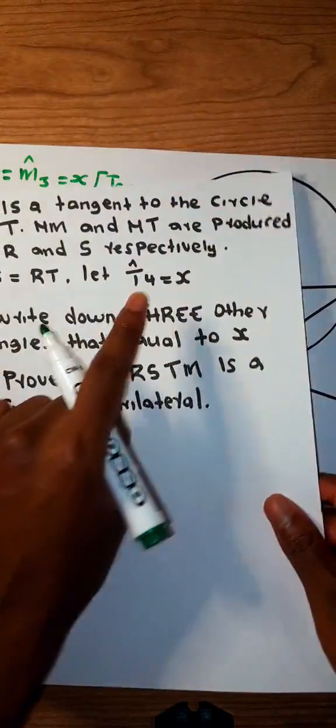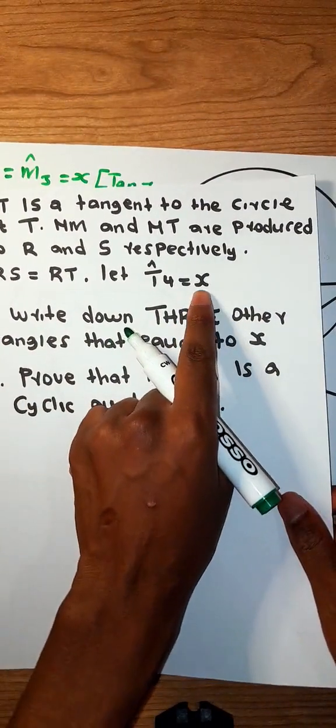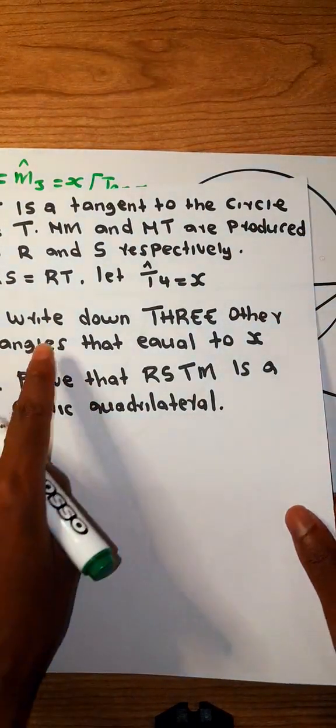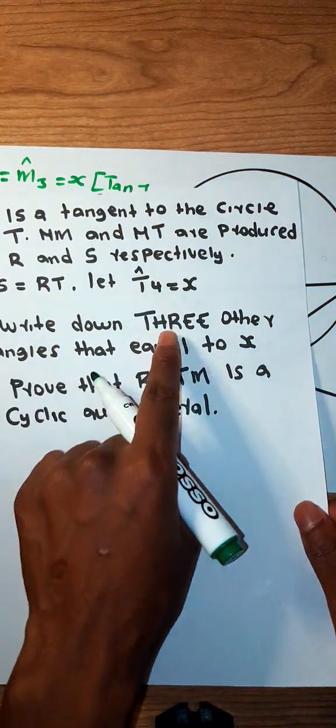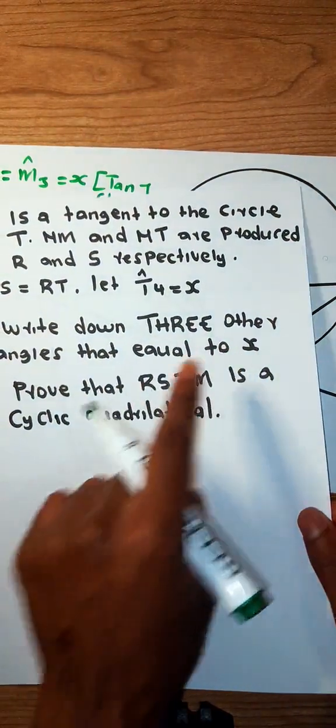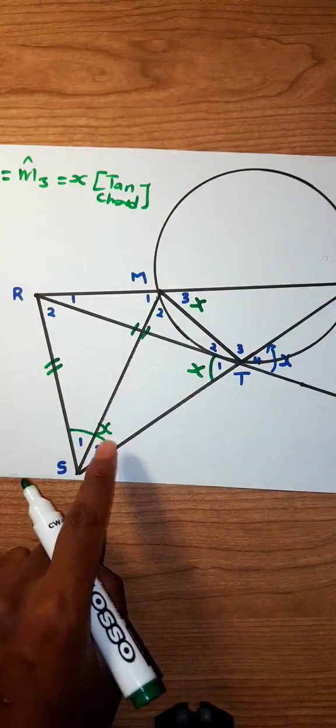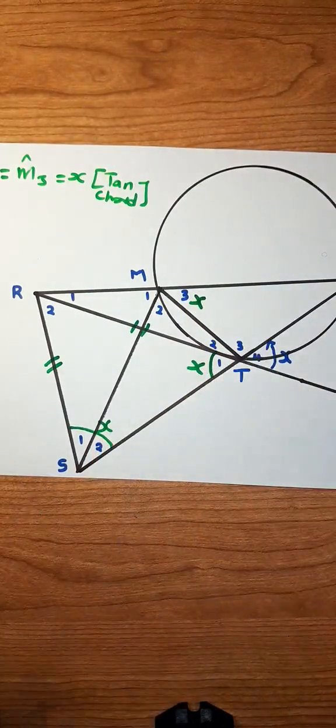And now they say let T4 equal X. So yeah, we've already seen that. Now the question says write down 3 other angles that equal X. And as you can see, we already wrote down 3 other angles that actually equal X.